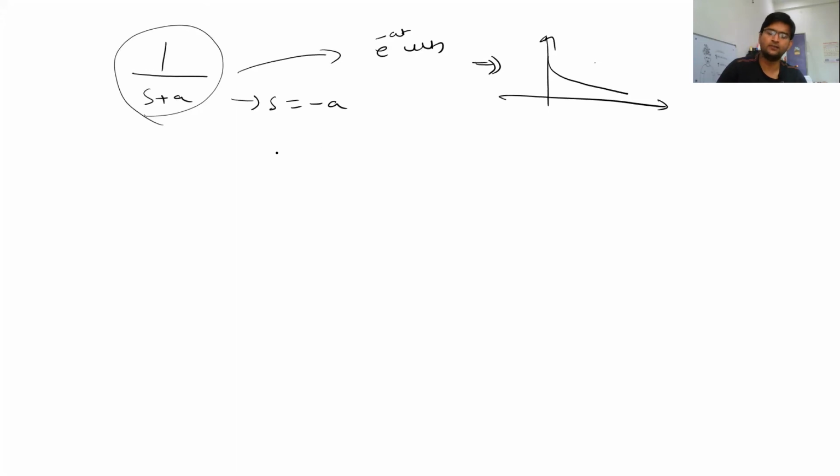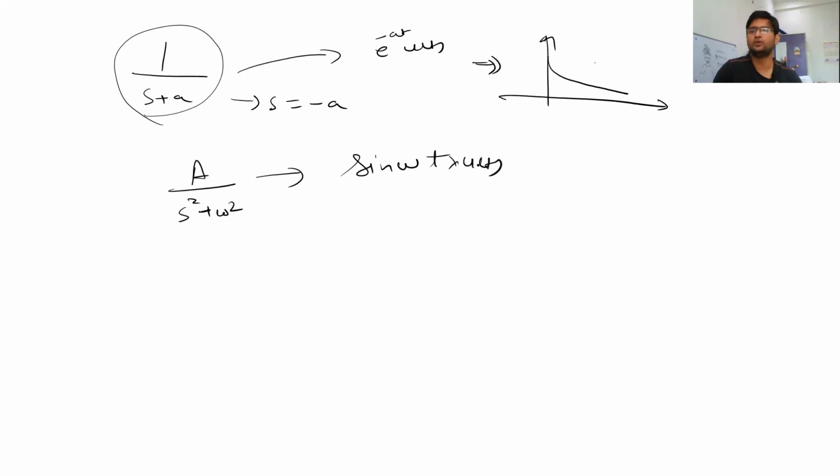Let us see the imaginary part or the complex conjugate part. Suppose you have a function, some constant divided by s square plus a square. What does this function represent? This basically represents a sinusoidal function. Let me call it omega: s square plus omega square. So this function will represent a sinusoidal function, sine omega t multiplied by u(t). You have to multiply u(t) if you are taking the inverse Laplace transform.